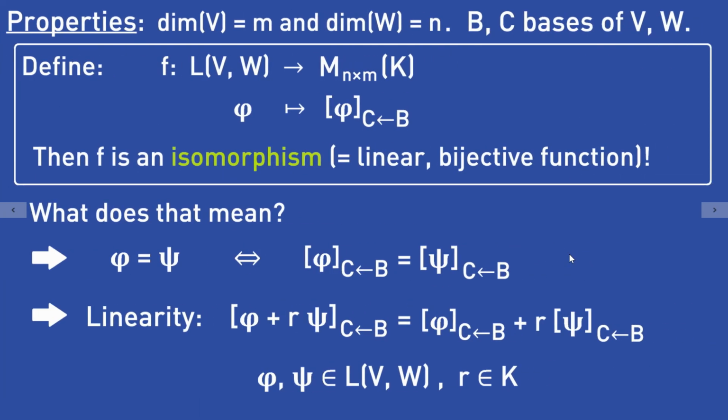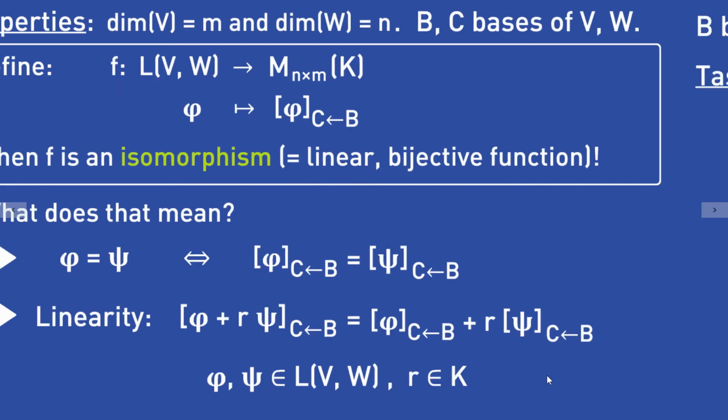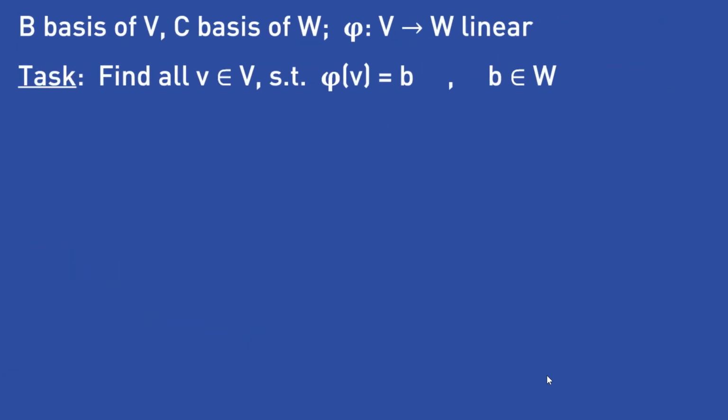And we have linearity. That means that the matrix representation of phi plus r times psi is equal to the matrix representation of phi plus r times the matrix representation of psi, where phi and psi are linear functions from the space V to the space W, and r is an element of the field K. At the end of this video, I want to show you how the matrix representation of linear mappings can be used to find the solution to problems in linear algebra.